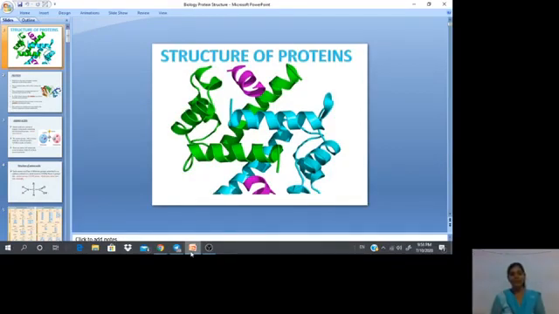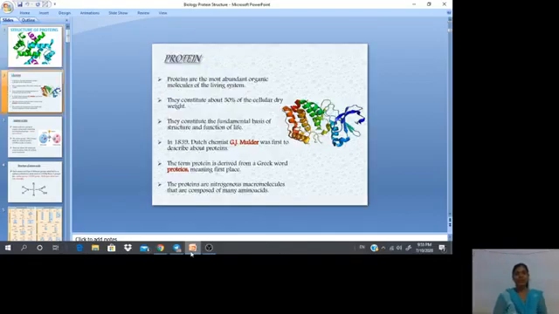Today I am discussing the topic structure of protein. Proteins are macromolecules and they are the most abundant organic molecule in the living system. They constitute about 50% of cellular dry weight. They constitute the fundamental basis of structure and function of life. They are the polymer of amino acid.